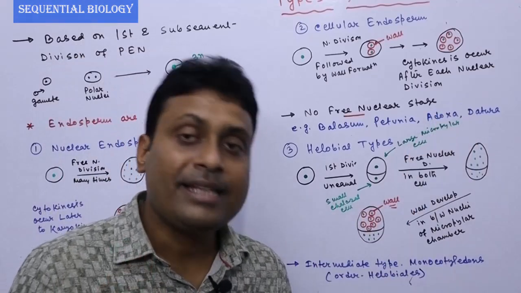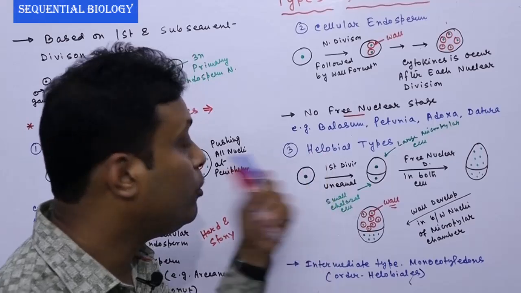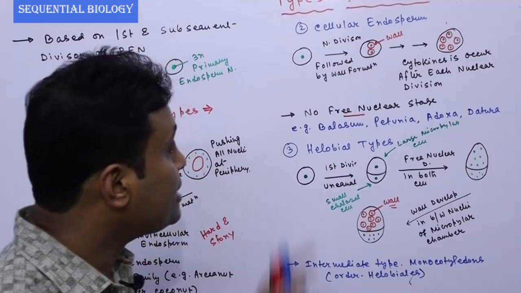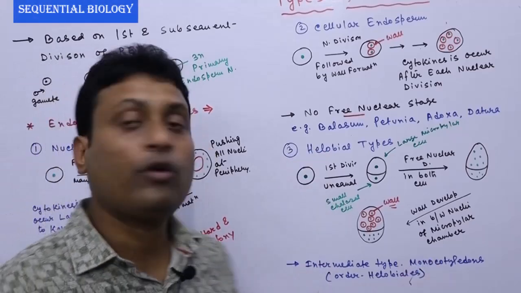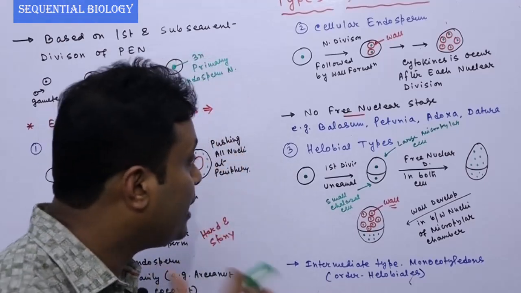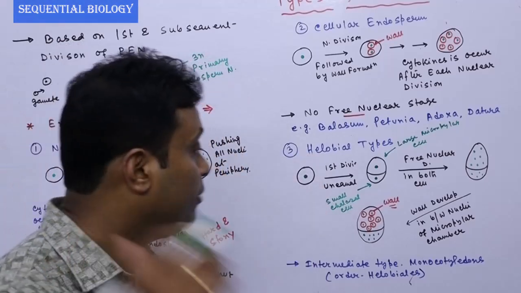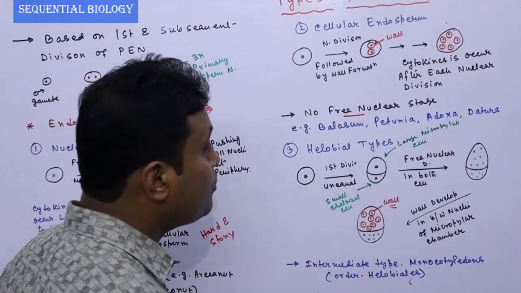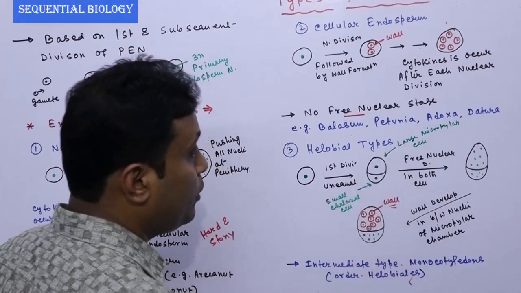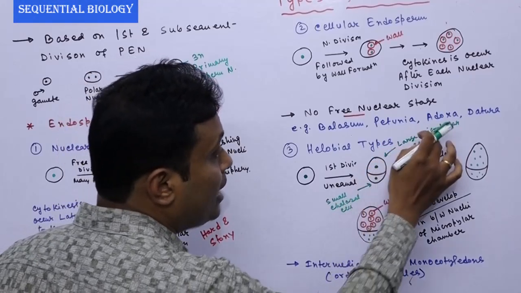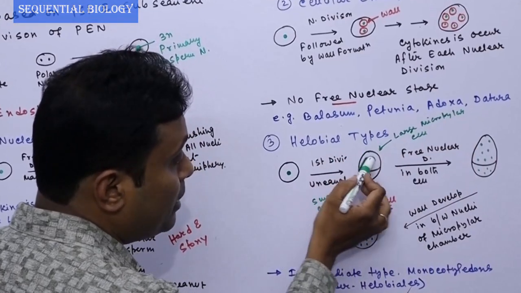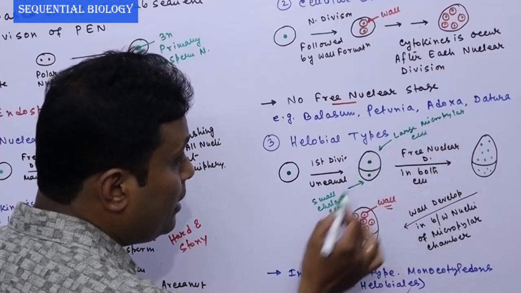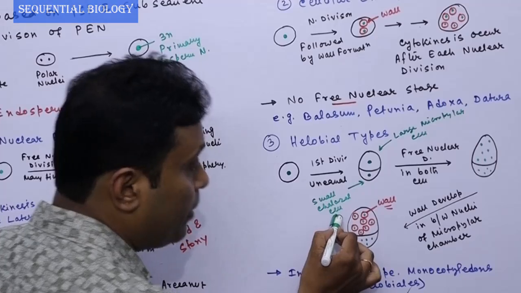The next type, the third type of endosperm, is the Helobial type. This Helobial type of endosperm is very important for your exam purposes. It can be seen in monocotyledons of the order Helobiales. Then how is this Helobial type of endosperm developed? This is the primary endosperm nucleus, and it undergoes karyokinesis and forms two chambers. One is a large chamber, known as the large micropylar cell. On the upper side you can see a large cell, so this cell is known as the large micropylar cell, and in the lower region the small chalazal cell is formed.